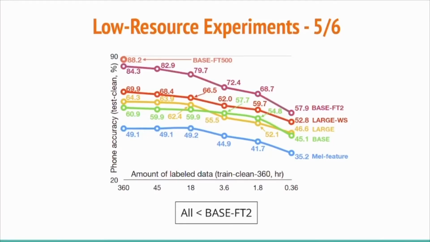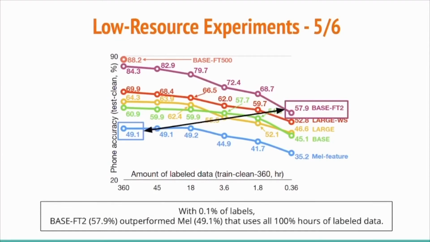By fine-tuning the base model, the base FT2 model outperforms all others over all amounts of labeled data. We plotted an additional data point where we fine-tune for 500,000 steps, called base FT500, which is highlighted in a purple box. We use this to show that fine-tuning for 2 epochs is enough to reveal our method's potential, as there is only a small gap of 3.9% between base FT2 and base FT500.